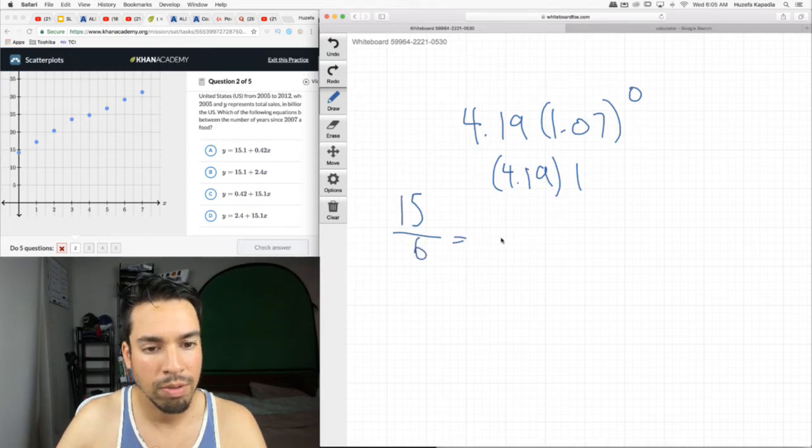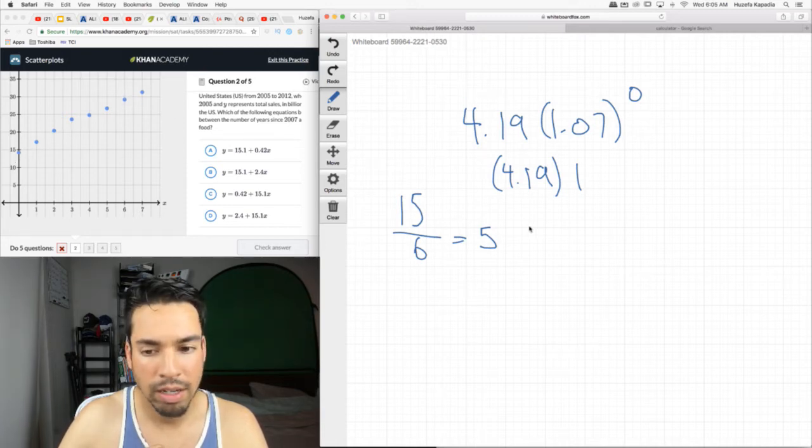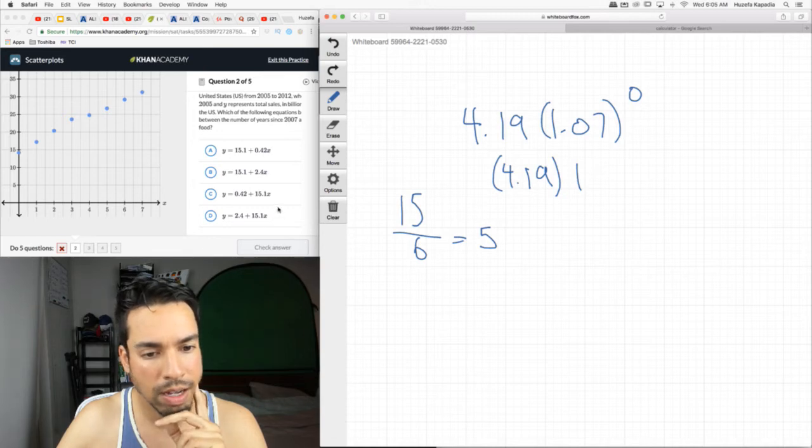So I should have a slope of approximately 5, right? Did I do that right? 15 to 30. So 15 up and 6 to the right. So I'm looking at a slope of 5, but I don't see any options with the slope of 5.